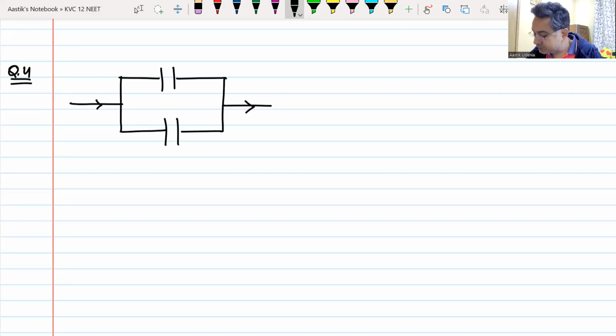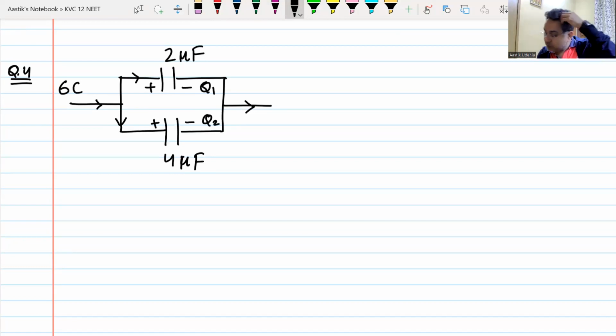Let us say I have a charge of 6 coulombs. This is a capacitance of 2 microfarad. This is the capacitance of 4 microfarad. Q1 charge comes on this one. This is plus, this is minus, this is plus, this is minus. Remember, Q1 is the charge here and Q2 is the charge here. Can you tell me the value of Q1 and Q2, the charge coming on each of the capacitors?